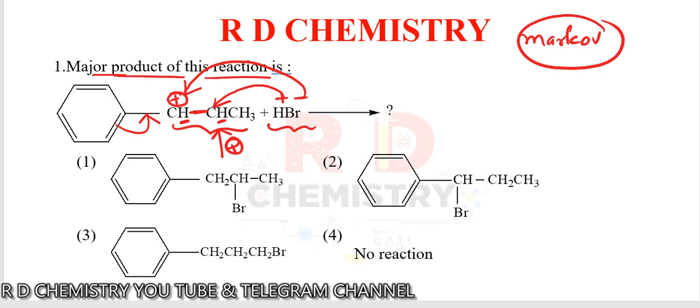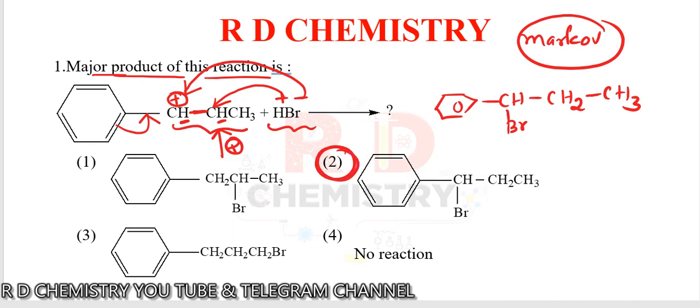That is the benzyl carbocation. So therefore I can expect a benzene ring attached to CH. Since you get a positive charge, the bromine attached is a nucleophilic attack. Then it is a CH2, then a CH3, right? So this follows Markovnikov's rule to give the more stable carbocation. Fine. So what is the answer? Answer is option number 2. Clear?